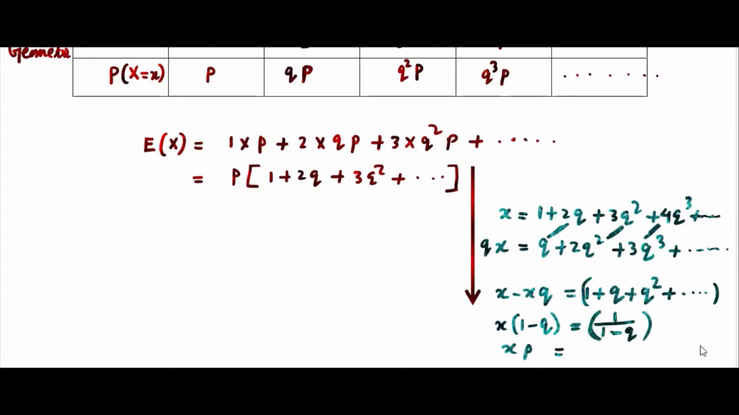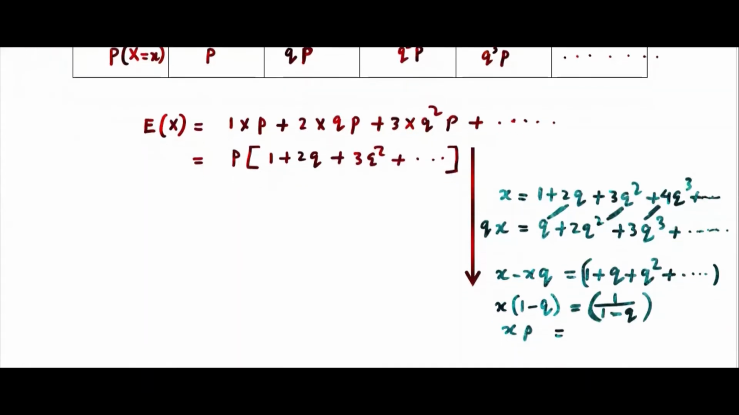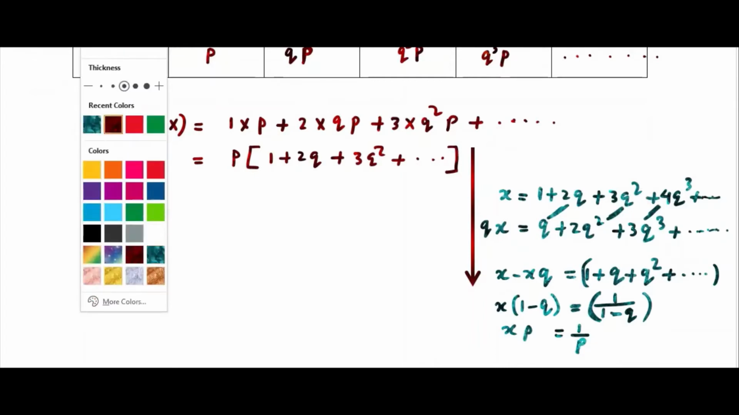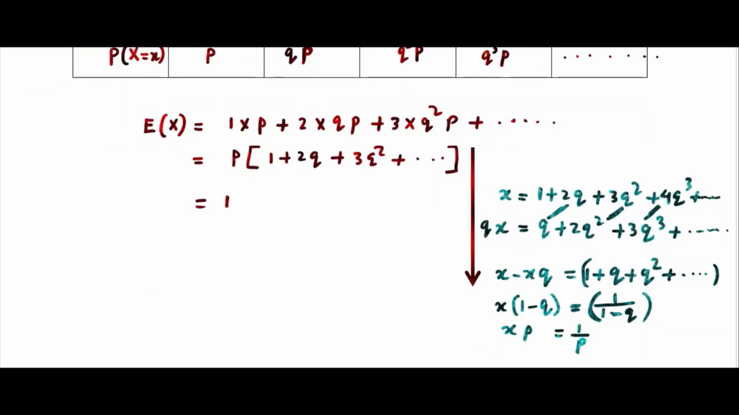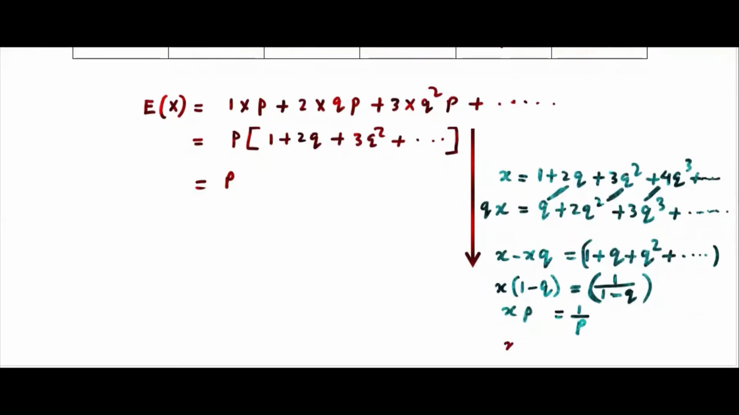This we use everywhere. Okay. Again 1 minus Q is P, so it is 1 upon P. So x times P is 1 upon P, so x is 1 upon P square. Let me write here. This is P. And this value, I have taken x here. X I got 1 upon P square. So I can put here 1 upon P square. Then the mean is 1 upon P. That you need to remember.